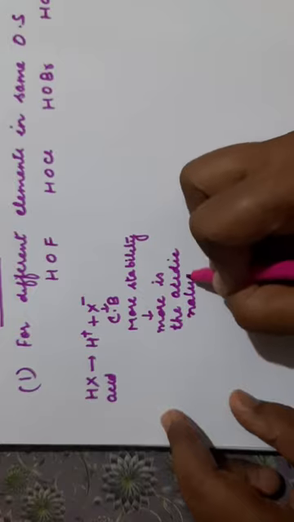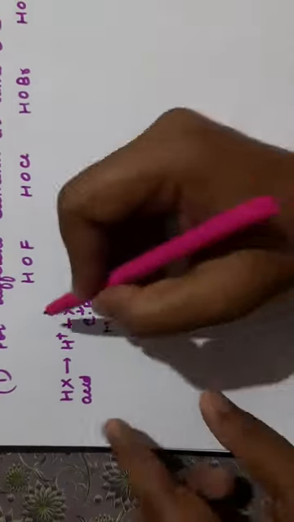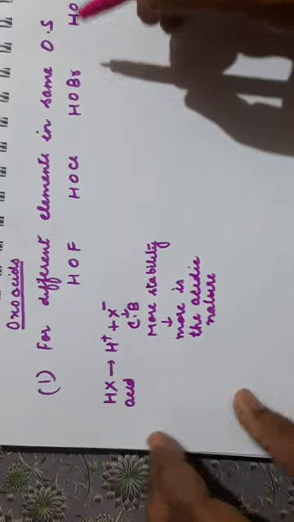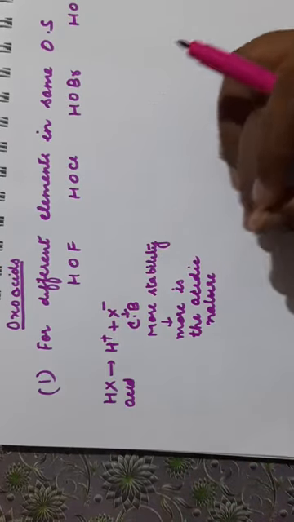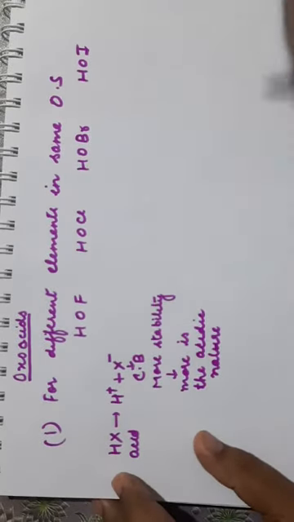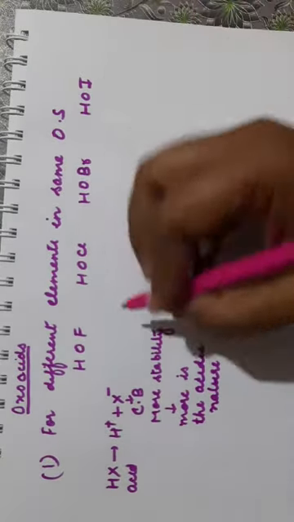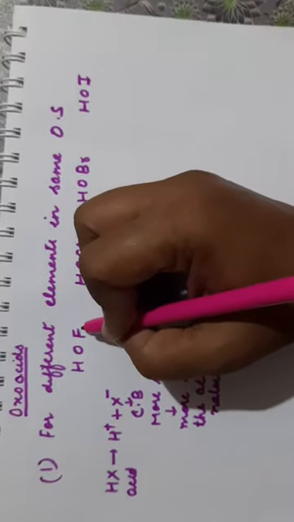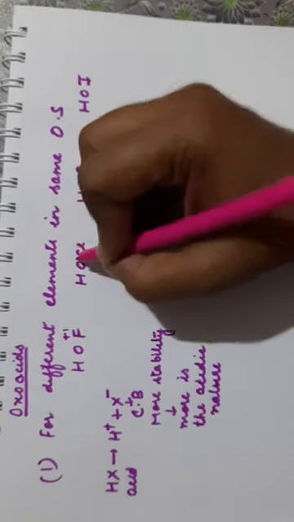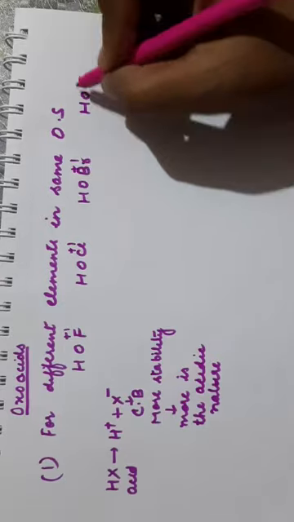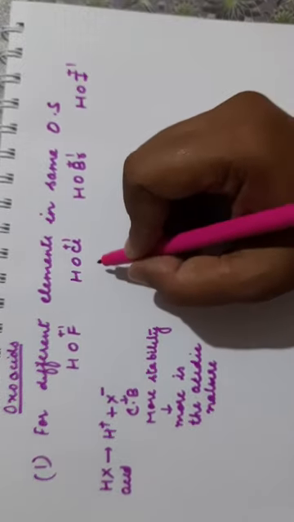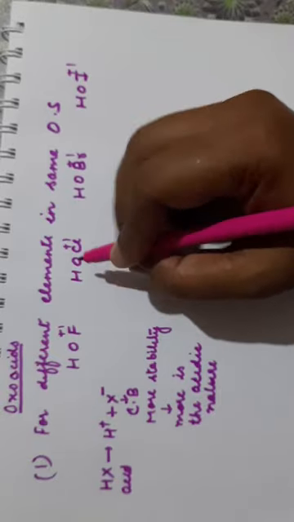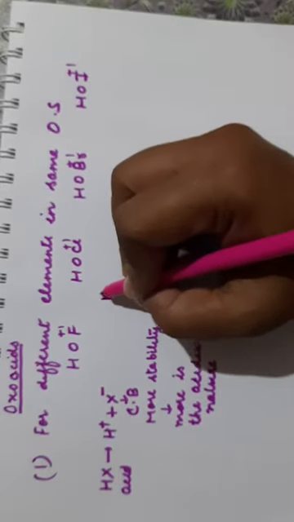Clear? We can take it in the case of oxoacids. This concept is applicable everywhere, whether it is oxide, oxoacids, hydroacids, everywhere. So if we take different oxoacids in the same oxidation state, you can calculate the oxidation state: +1, +1, +1 and +1. Clear? Now in this case, since the oxidation state is the same, we will compare their electronegativity.